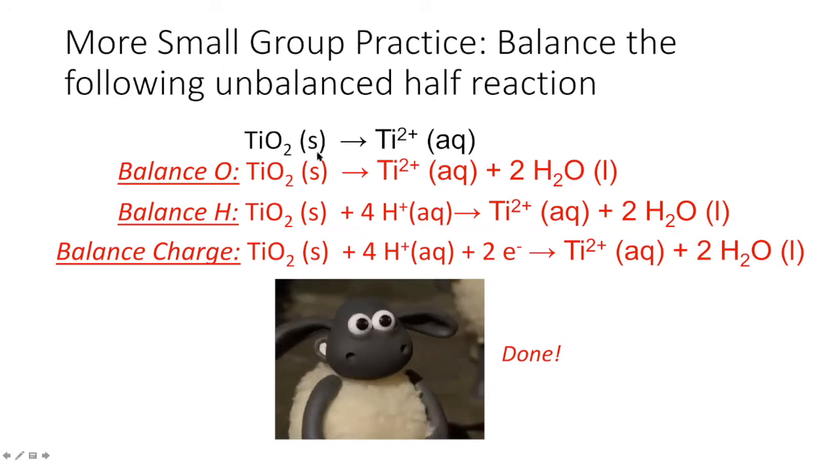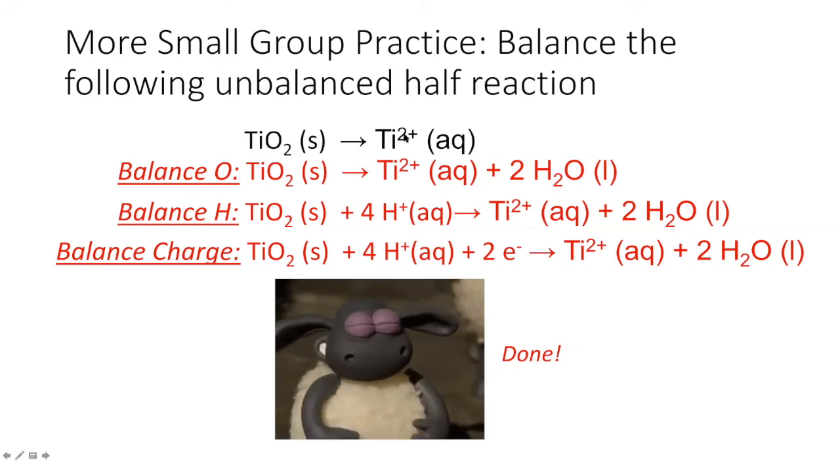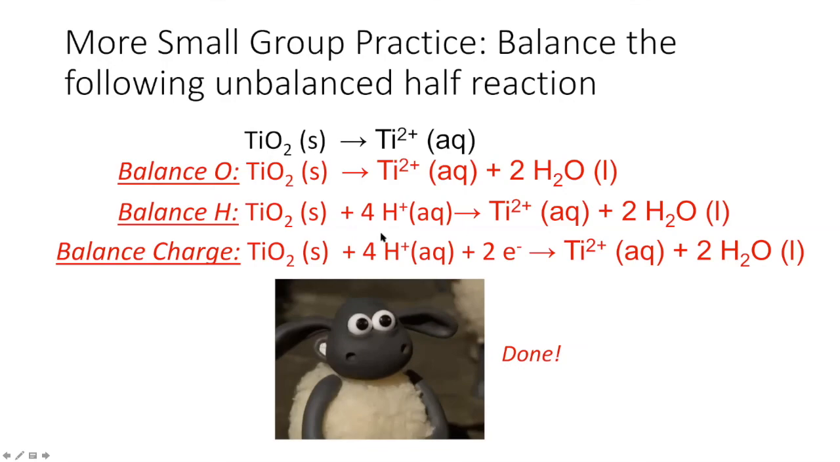Let me go back to how I knew this was a reduction half reaction. I probably should have said that at the beginning. If you look at the oxidation number on this titanium, it's +4, whereas the oxidation number on this titanium is +2. Since it went from +4 to +2, that way I know it was reduction, because it went down.